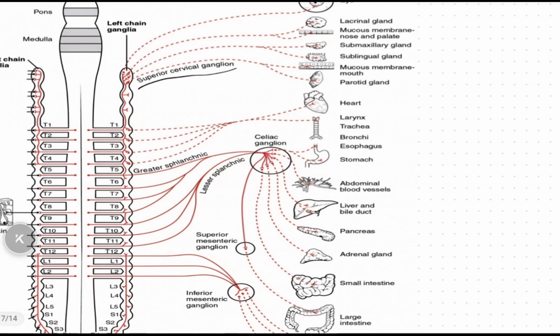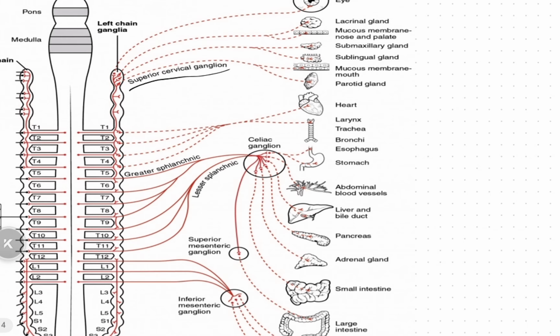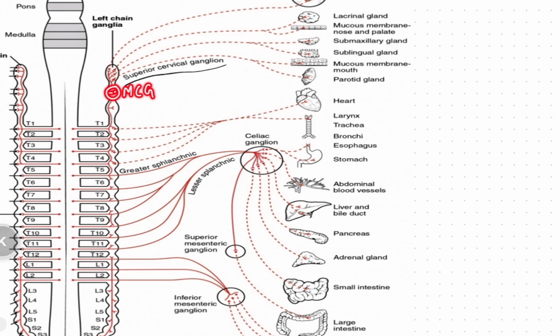So moving onwards, some of the neurons from the level of T1, T2, T3, T4, and sometimes T5 actually synapse just adjacent to its vertebra at this level of chain ganglion. And some of the neurons from T1 to T5 can go in the upward direction and form the synapse here. We call this ganglion the middle cervical ganglion. And some of the neurons can also form a ganglion at this level. We call this ganglion the inferior cervical ganglion.